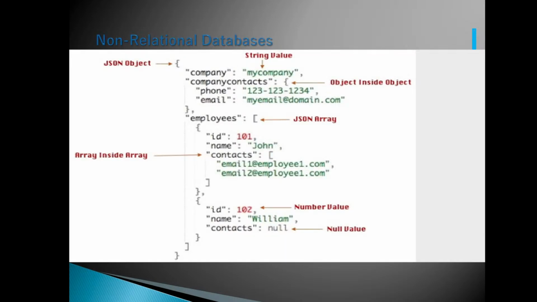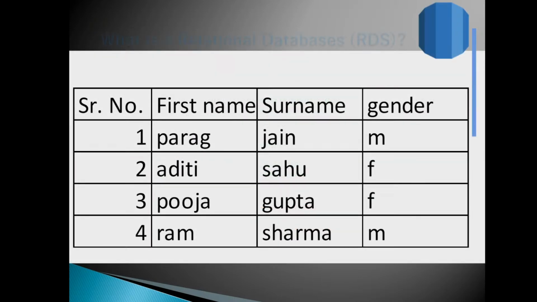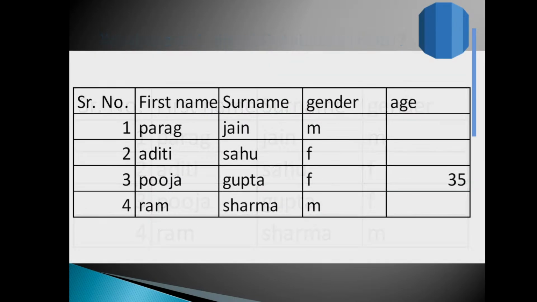So this is an example of a non-relational database, and how the records are stored. They are stored in JSON format. In contrast, in a relational database you have to maintain each record if you are adding a new field. So they are tightly coupled. All the records are tightly coupled with the structure of the table.